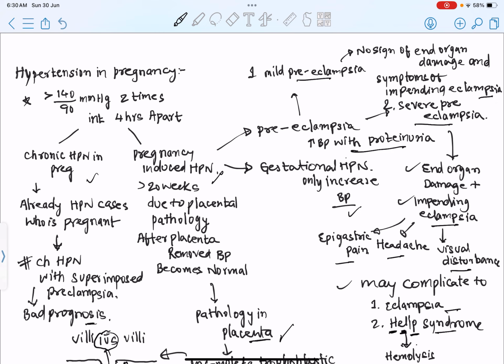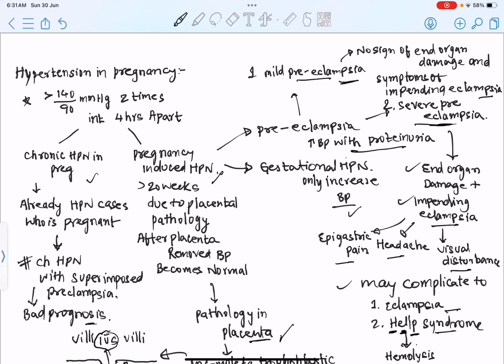Now this preeclampsia is classified into mild preeclampsia and severe preeclampsia. What is mild preeclampsia? It is no signs of end organ damage or no symptoms of impending eclampsia. Now coming to severe preeclampsia, it is end organ damage plus signs of impending eclampsia. What are the signs of impending eclampsia? These are epigastric pain, headache, visual disturbances.